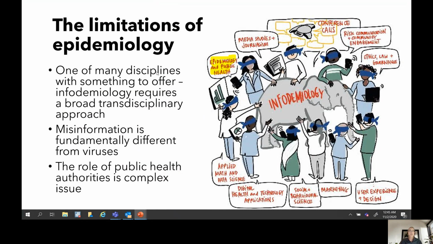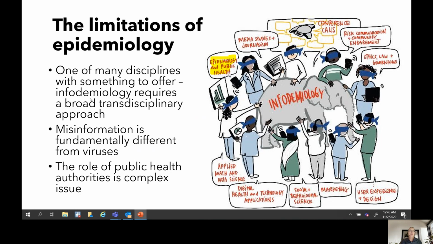So I'm down to 2 more slides. This is one about the limitations of epidemiology, and this is a great graphic that shows an elephant, which is what epidemiology is represented as. It should probably be a unicorn, but regardless, you'll see that there are all these various disciplines that relate to infodemiology, and they all touch infodemiology in a different way. And epidemiology and public health are just one of those things.